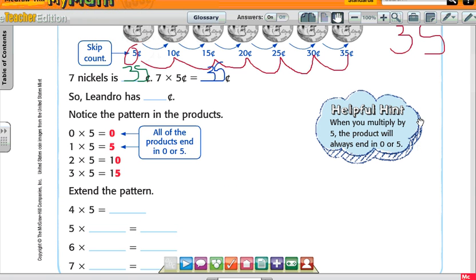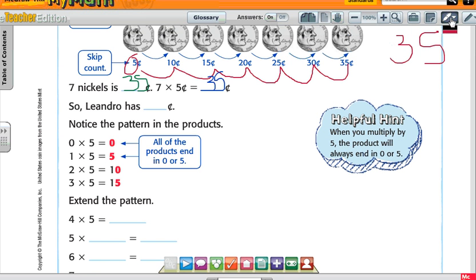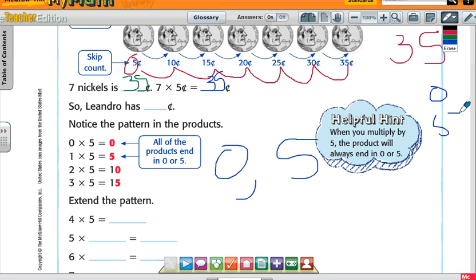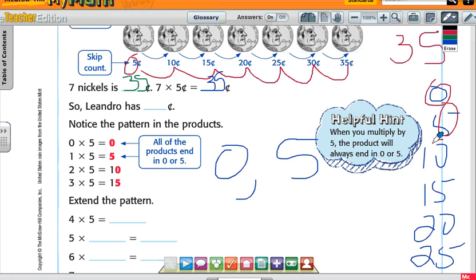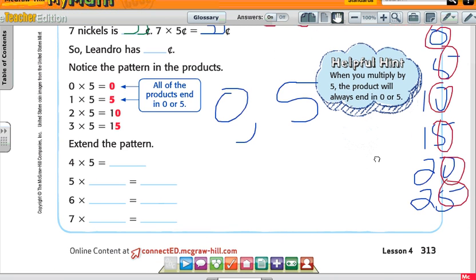Notice the pattern. When you multiply by fives, the product is either going to have a 0 or a 5. It's a 0 or a 5 the product's going to have. So it could be 5, 10, 15, 20, 25. And look, it has a 0, 5, 0, 5, 0, 5. There's that pattern.